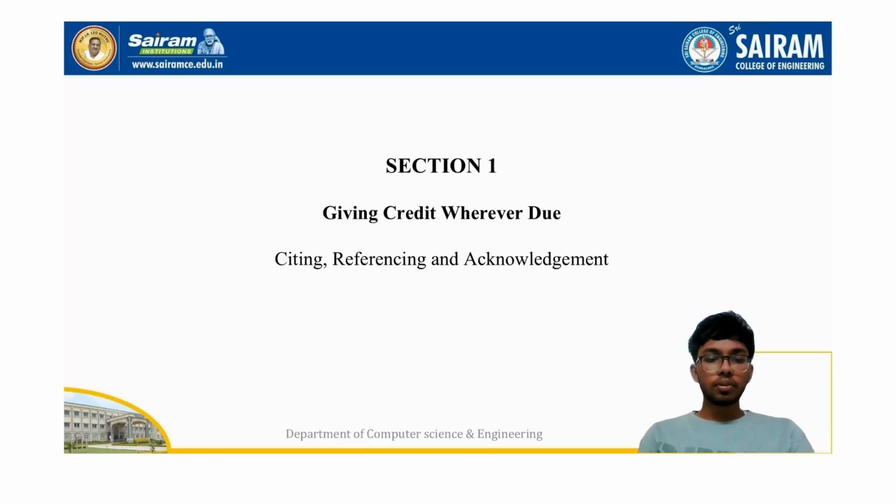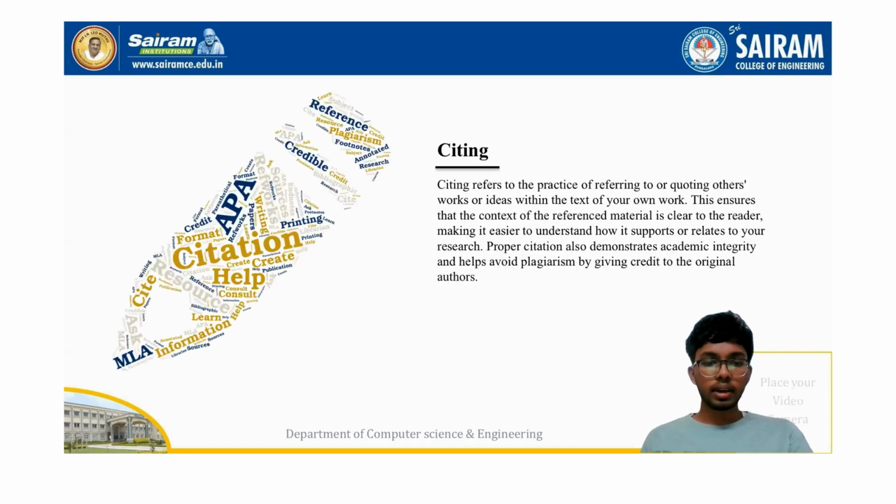In academic and professional research, giving credit to others is crucial. When writing a paper, we might refer to ideas, data, or theory that were developed by someone else. This could include quotes, paraphrases, or even just an idea that has influenced our thinking. We ensure these contributions are properly acknowledged, and that is when citation, referencing and acknowledgement get involved. So the first topic which we are going to see is citing.